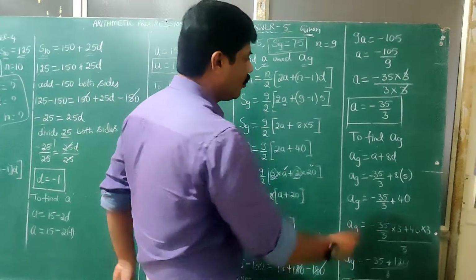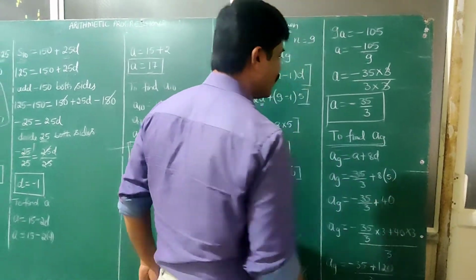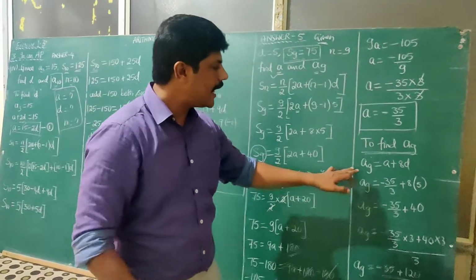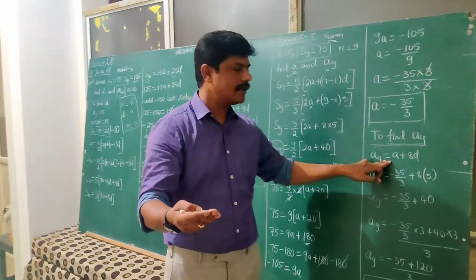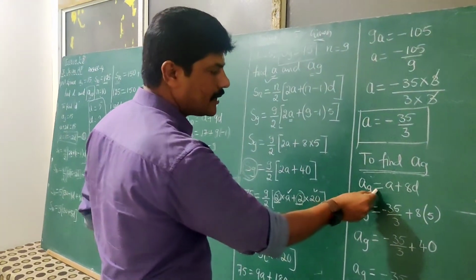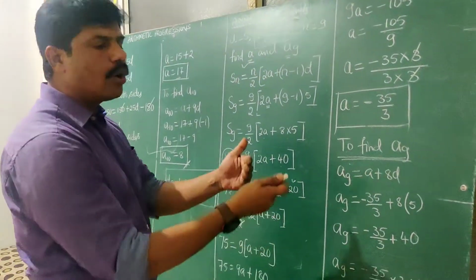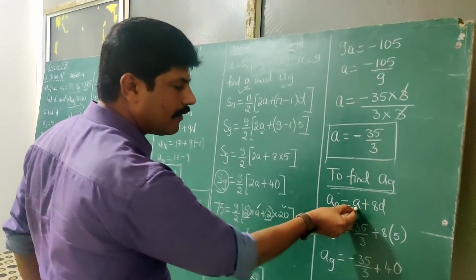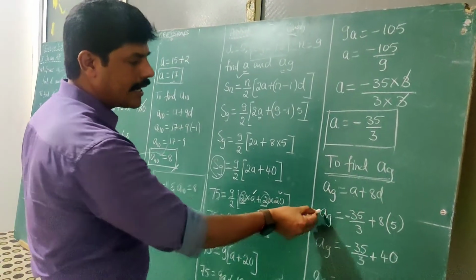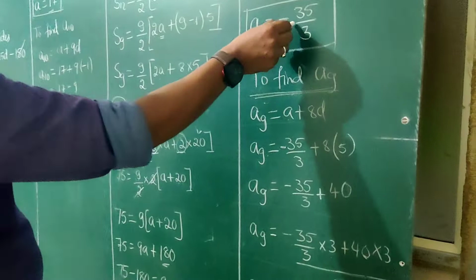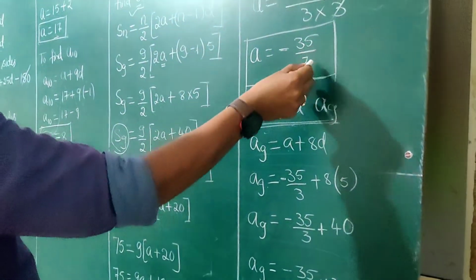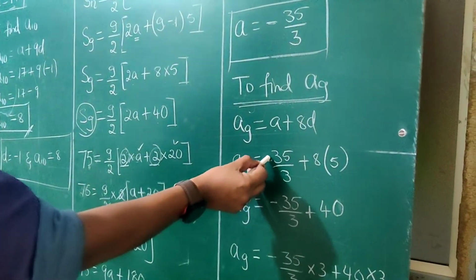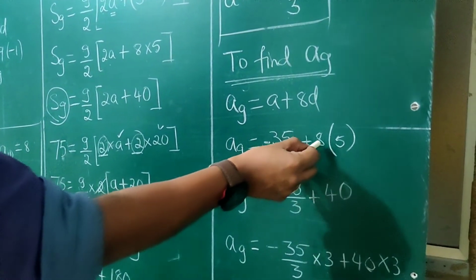A9. To find A9, how do you find A9? A9 is equal to A plus 8D. Go for direct substitution because we know the value of A as well as D. A9 is equal to, what is the value of A? We have found that, minus 35 by 3. So A becomes minus 35 by 3 plus 8.